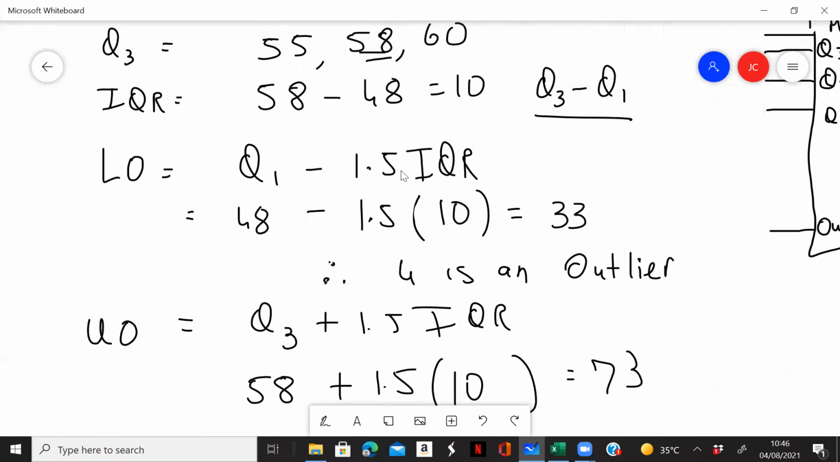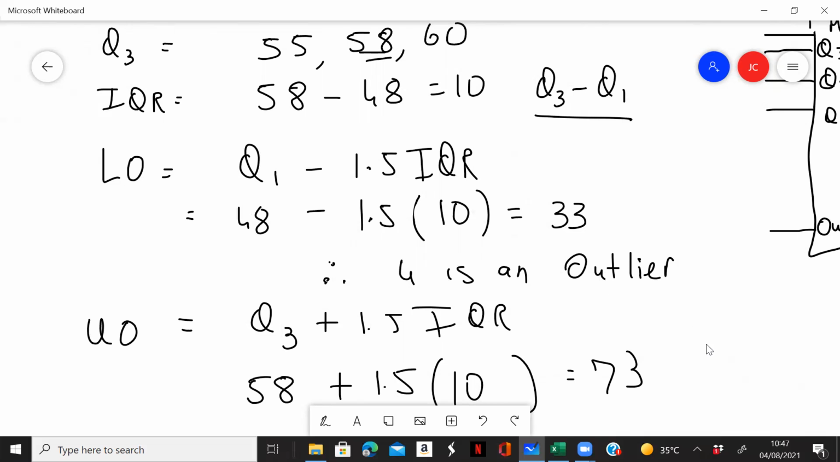All right? So what do we do? We compute this formula. Later on, I will explain the intuition behind it. But basically, if I take Q1 minus 1.5 times IQR, you can see the numbers, I get 33. What does it mean to get 33? 33 means that it's my cutoff point. Anything below 33 will be considered too far out at the bottom to be part of the group. So 4 is an outlier, because 4 is below 33, so it is a lower outlier.